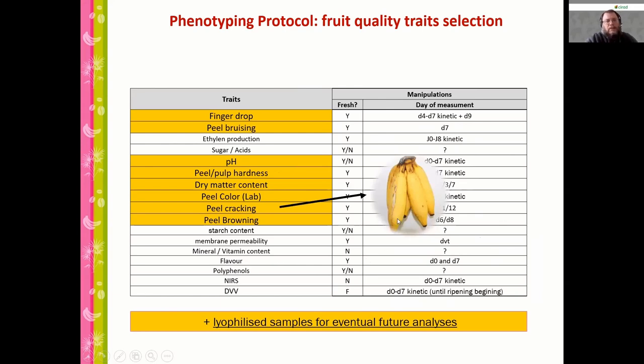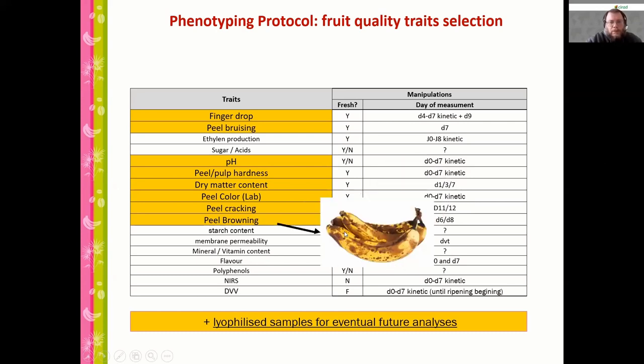Peel cracking was also studied, because it's also a problem if you want to sell fruits like that, at least for export bananas. And also peel browning: when you touch the fruits, the peel will become brown really fast. So that's what we wanted to do. And also, we wanted to work on pH and dry matter content.